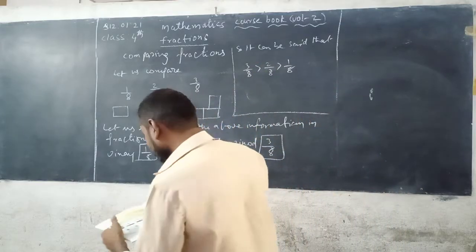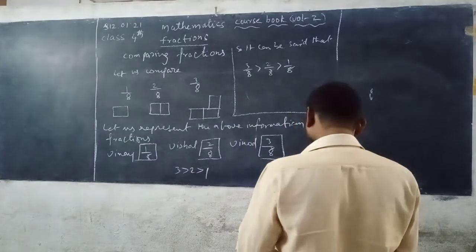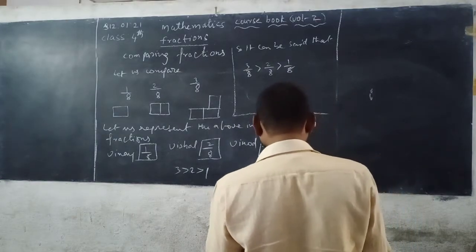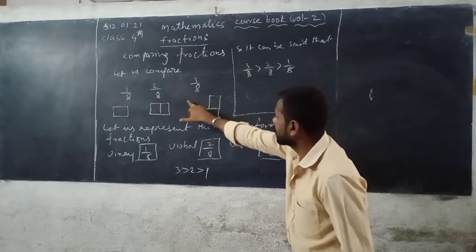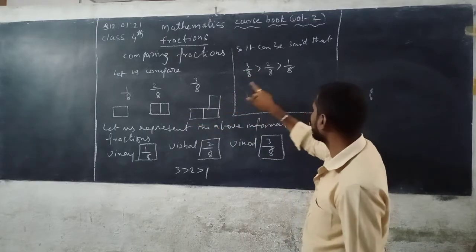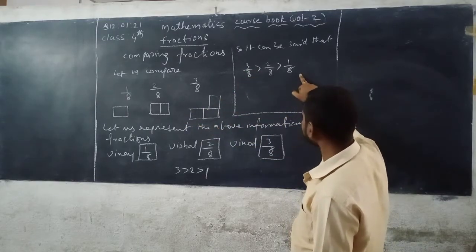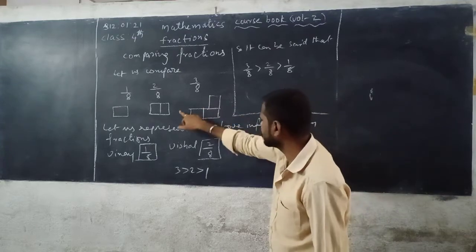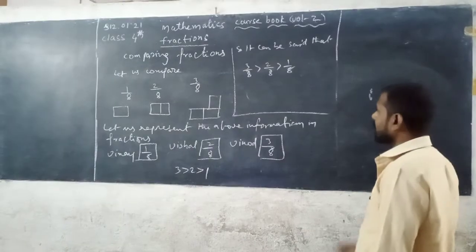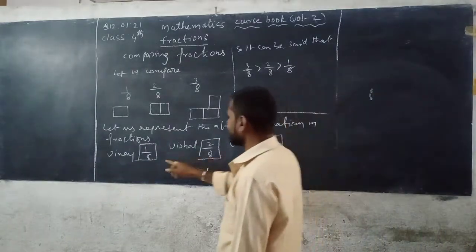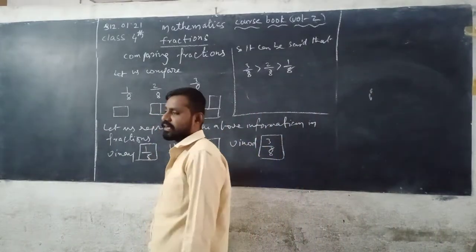Therefore, Vinod got the biggest piece and Vinay got the smallest piece of chocolate. Vinod got the biggest chocolate piece, and Vinay got 1/8 chocolate.